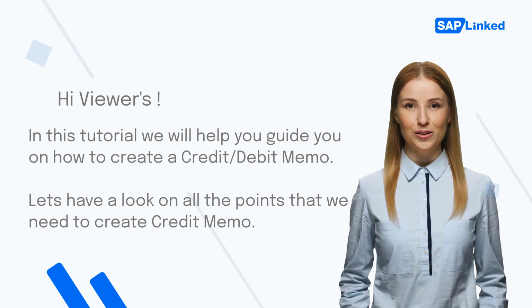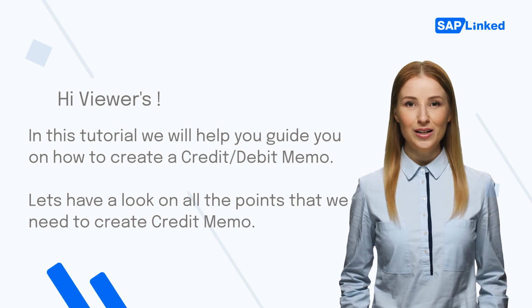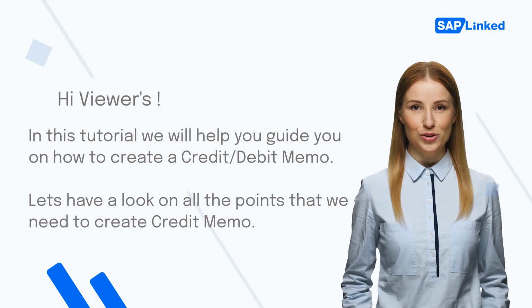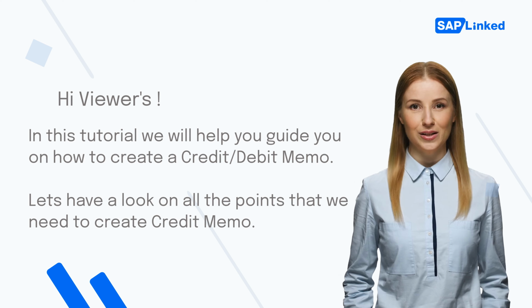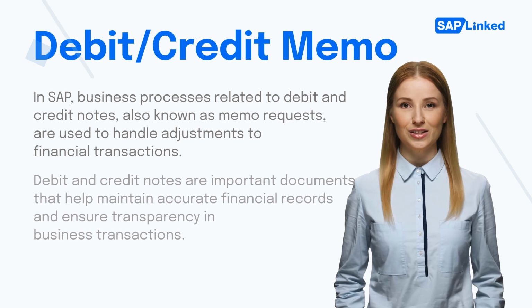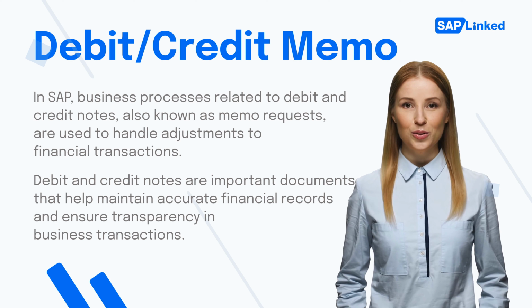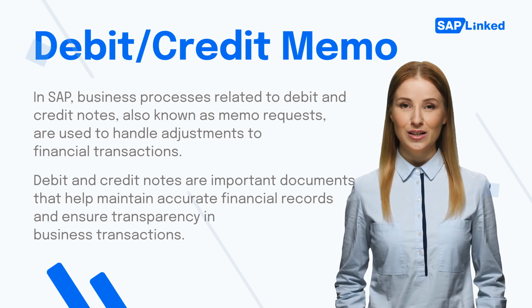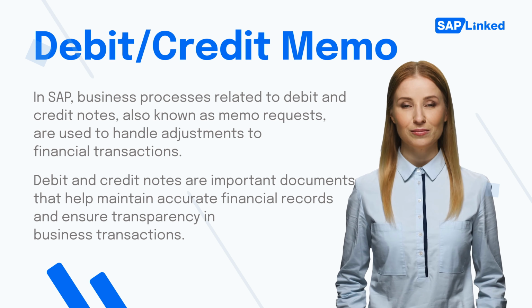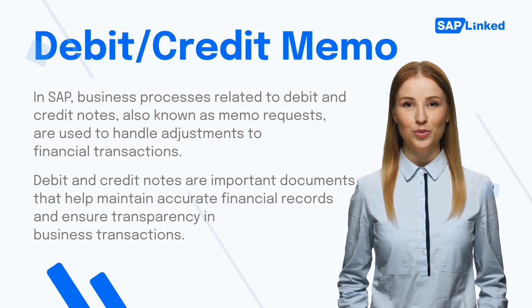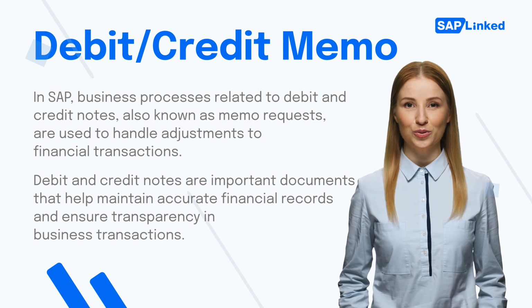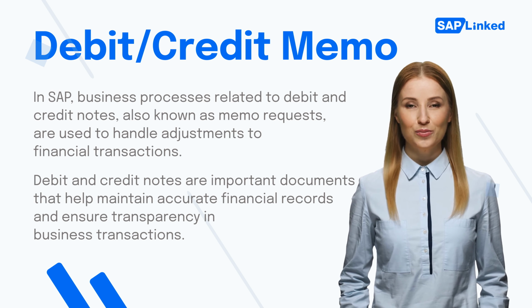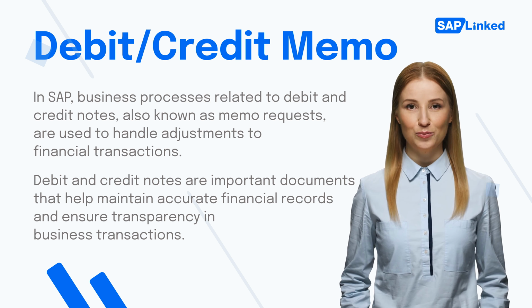Before we get into the details on how to create the credit memo in SAP, let's understand what credit and debit memos are in SAP. In SAP, business processes related to debit and credit notes, also known as memo requests, are used to handle adjustments to financial transactions. These adjustments are typically made to correct errors, resolve disputes, or issue refunds. Debit and credit notes are important documents that help maintain accurate financial records and ensure transparency in business transactions.